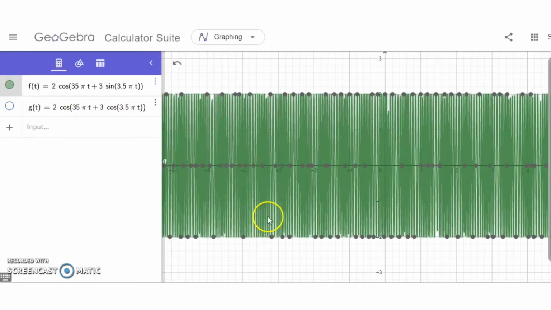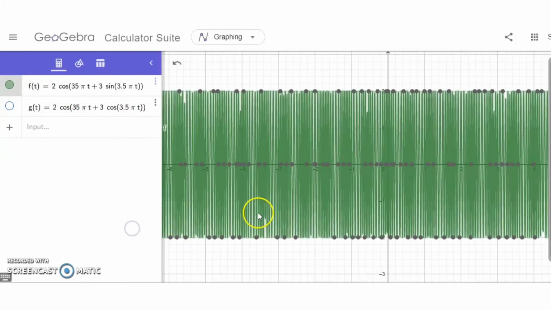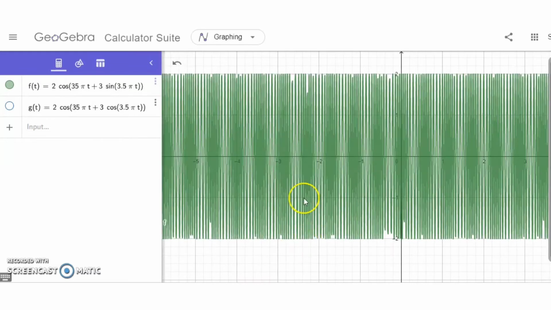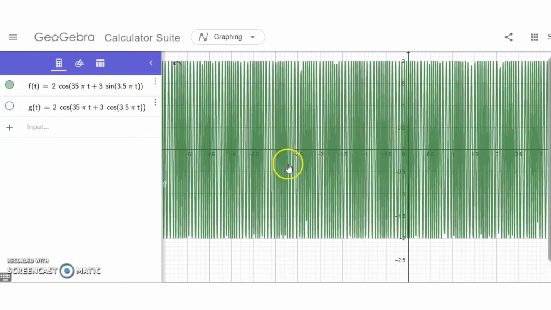For an FM signal, we get an output like this. We can zoom in and see the waveform. This is the waveform of the FM signal.